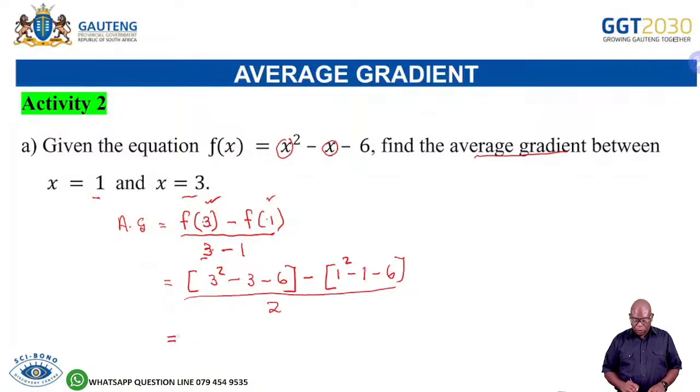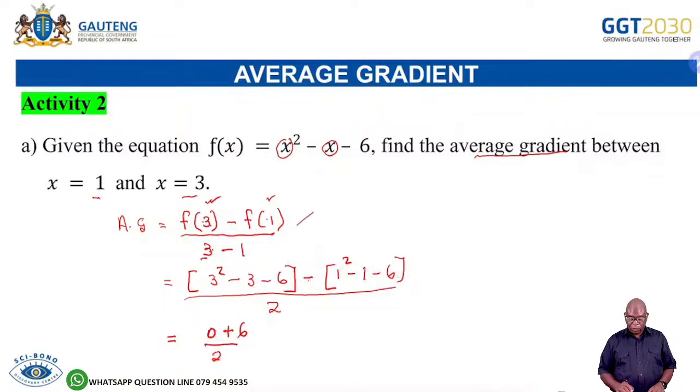So now you can use your calculators there. I think 3 squared, it's 9. 9 minus 3, it's 6. 6 minus 6 is 0. And 1 squared is 1. 1 minus 1 is 0. Minus 6 is a minus 6. But remember, if it's minus 6 here, times the negative will give us a positive 6. All over 2. So my average gradient of that will be 3. So the average gradient there will be 3.